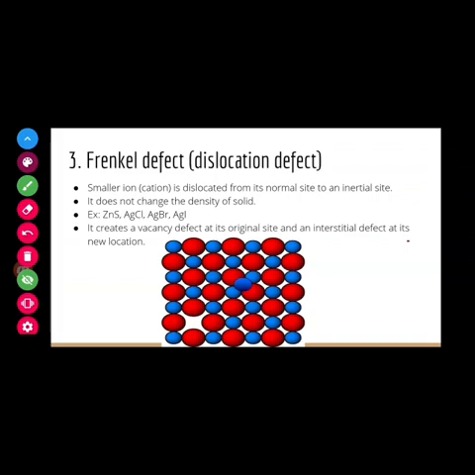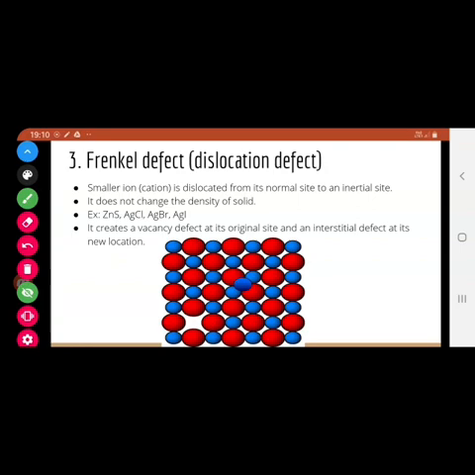Just correct this mistake: it's an interstitial site. Here, as you can see, the blue color ion, that is the cation, which was supposed to be at this place, has dislocated from here to this interstitial site. The cation which was supposed to be at this site has dislocated to an interstitial space.